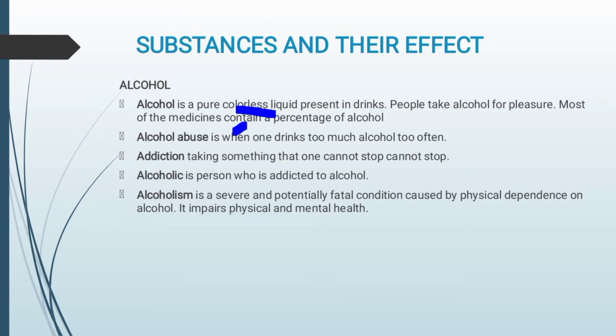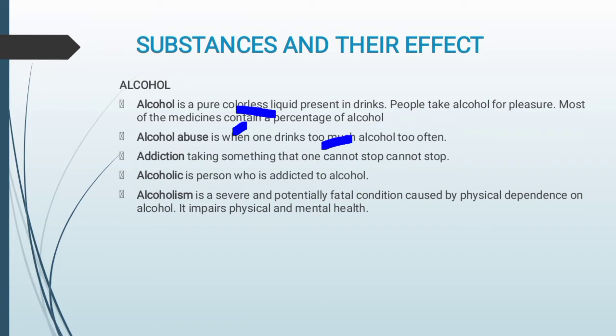People take alcohol for pleasure. Most of the medicines contain a percentage of alcohol. So alcohol is taken for medical purposes. You see? Because we're saying most of the medicines contain a percentage of alcohol. That means it is useful. Alcohol is useful in medical purposes. Now, there is alcohol abuse. It is when one drinks too much alcohol too often. You drink too much, more than required. So, too much here is the key word.